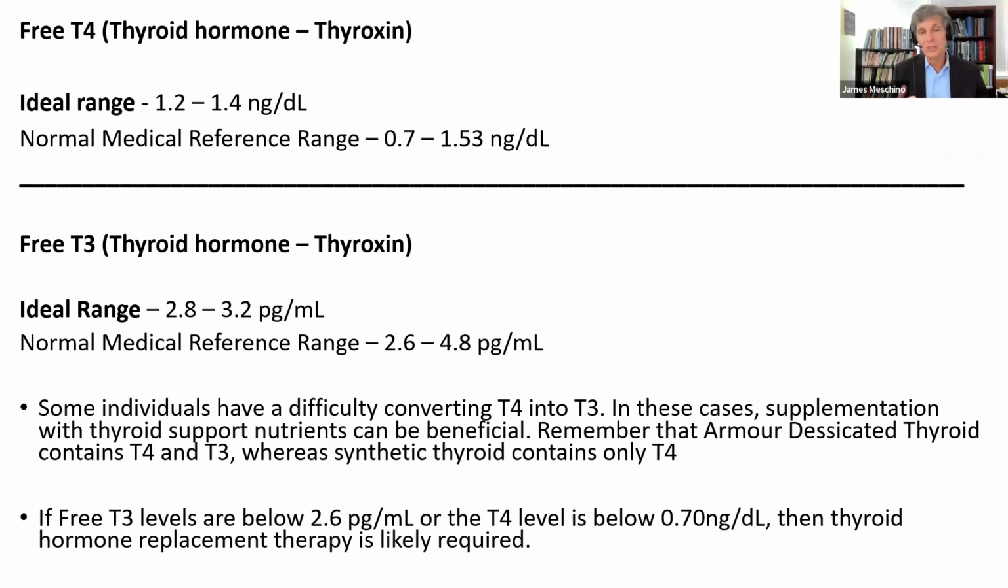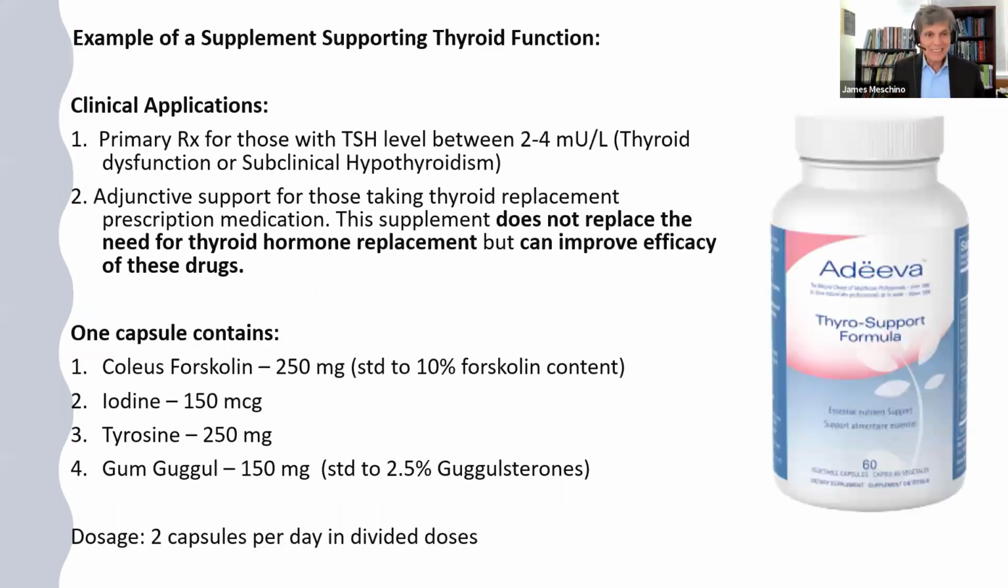So it helps to also know the T4 and T3 when you start looking at people that have more severe symptoms. So this is an example of a Thyro-Support formula. This is the one that I created for Adeeva Nutritionals, called Thyro-Support formula. It's a great intervention for those that have a TSH blood level between 2 and 4, where they have thyroid dysfunction, the subclinical hypothyroidism, that's not life-threatening to heart disease, where they're just in that early stage of hypothyroidism.